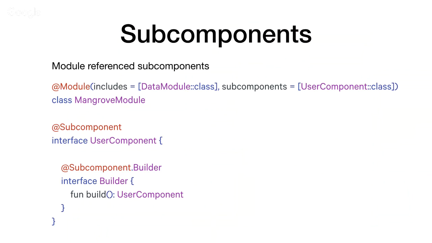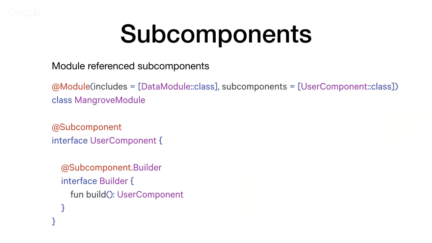So to do this, we're going to reference that subcomponent class through the module that's installed into the application component. So the parent component module references our subcomponent. It's an important kind of distinction to remember there. Otherwise, you might get mixed up between all your modules and components.